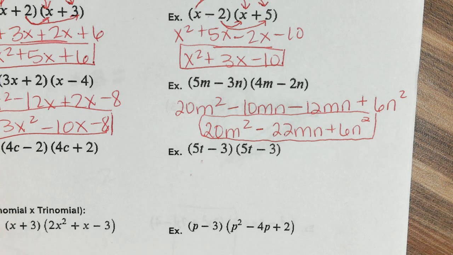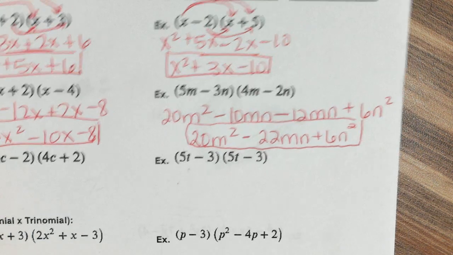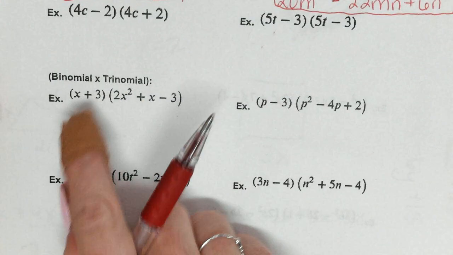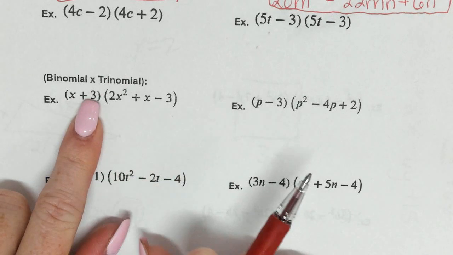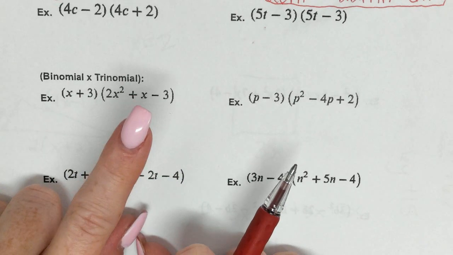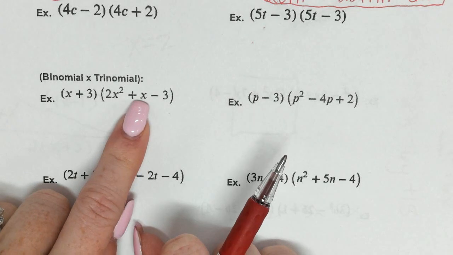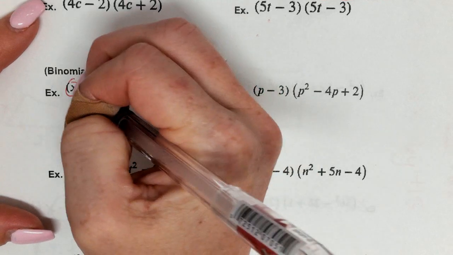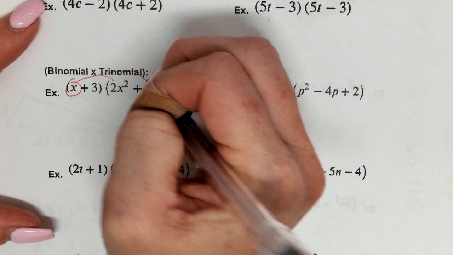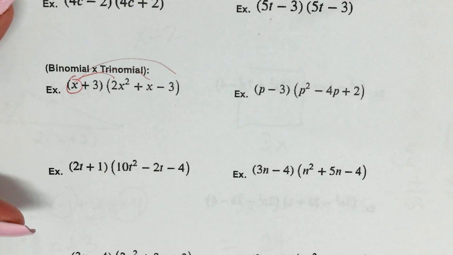All right, now we're going to move on to binomial times trinomials. And these are nothing hard. You won't do FOIL. What you're going to do, first of all, look, the first one has two terms. That's a binomial. The second parentheses has three terms. That's a trinomial. What you're going to do is do the first term times everything in the second parentheses.